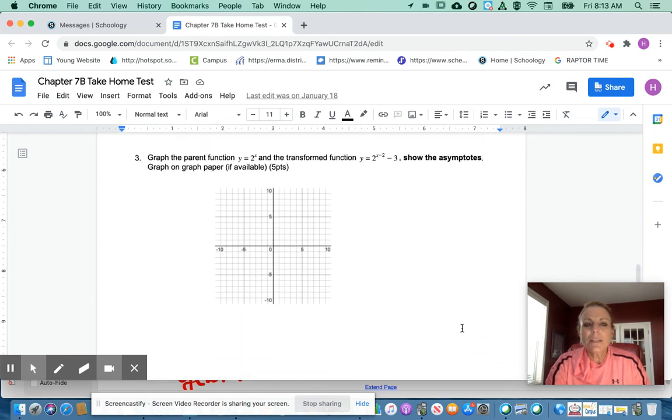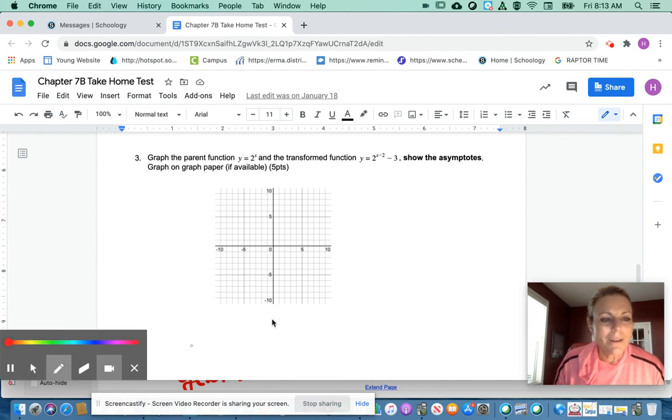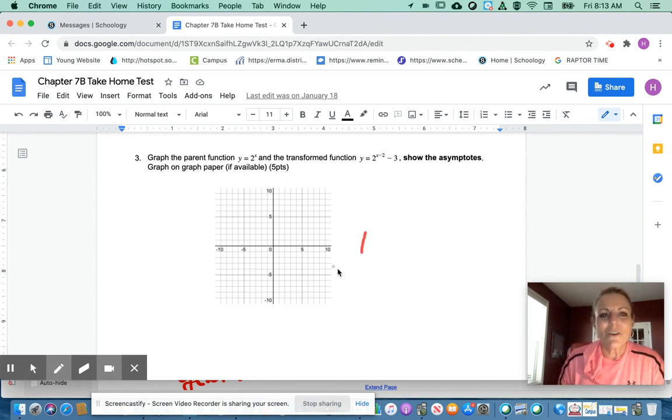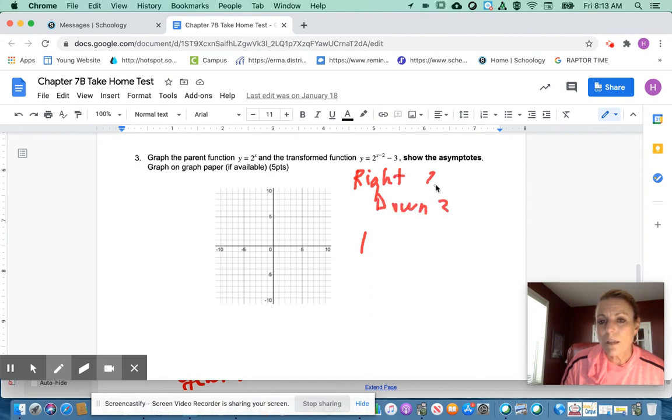And number 3 is a graphing problem. Remember, I don't know if it's going to let me write on here. Nope, it's not. Oh, wait, maybe it will. Haha, it might. It does. Okay. When you are graphing, you have to graph both the parent function and the transform function. As you can see by looking at this, from going from here to here, we're going to the right 2 and down 3. So after you graph it, make sure that that's down 3. Make sure that's happening.